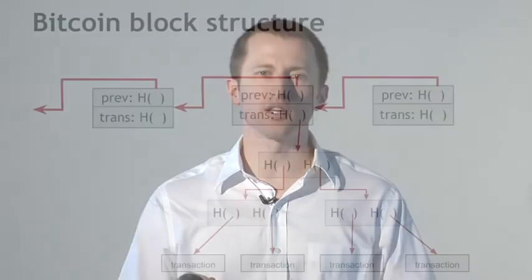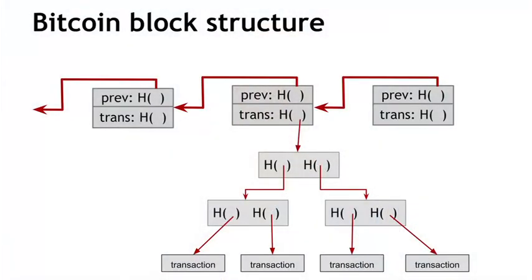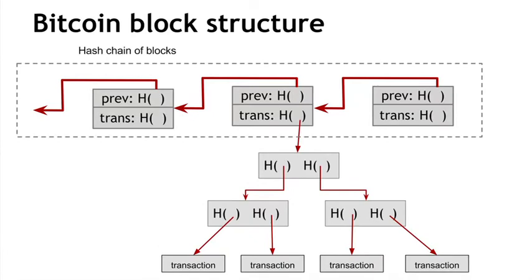So what does the blockchain data structure look like? It's a pretty clever combination of two different hash-based data structures. So on the top here, we have a hash chain of blocks. Each one has a block header and then a pointer to some transaction data, as well as a pointer to the previous block in the sequence.